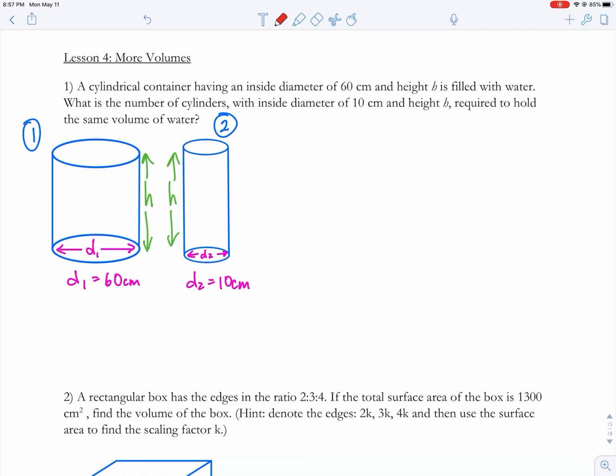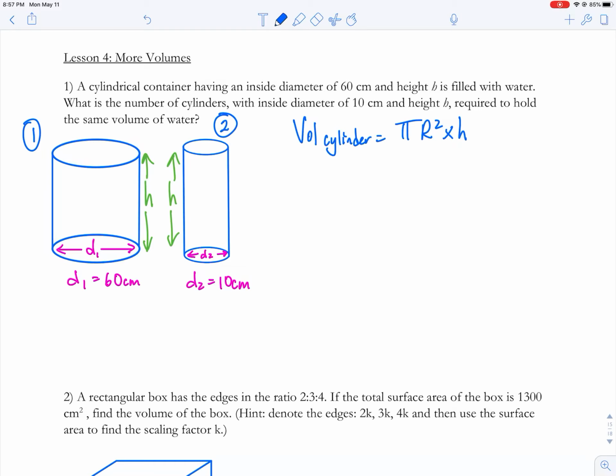So that's going to be a smaller cylinder. So I drew one. Doesn't matter that they're not to scale. Also height h. So how many small cylinders is it going to take to equal the amount of water in the first cylinder? So this is all to do with volume. So we know that the volume of a cylinder is equal to pi r squared times the height.